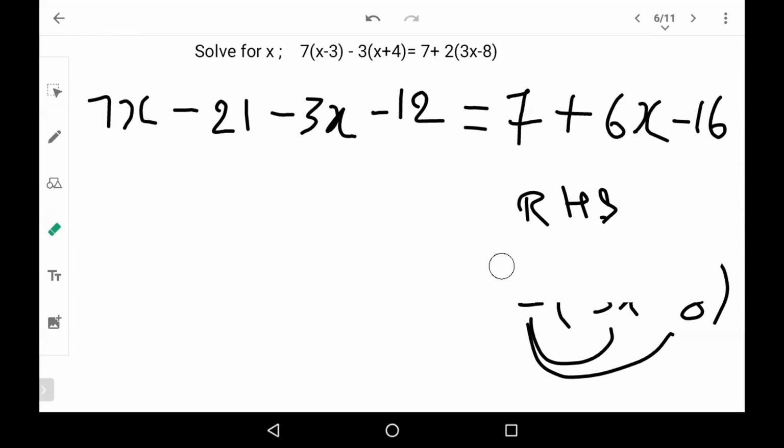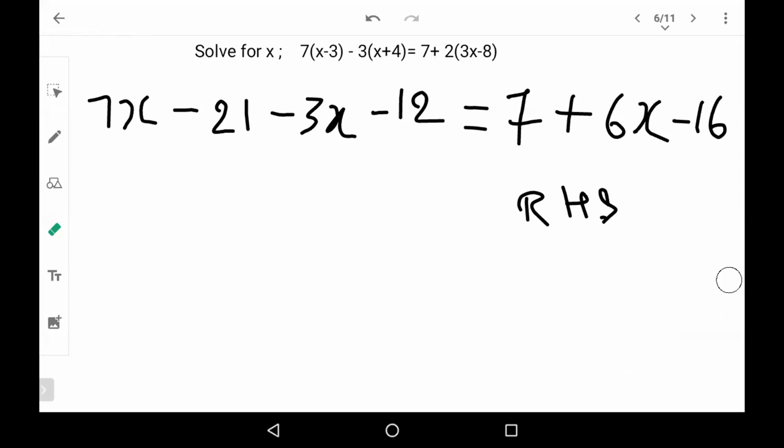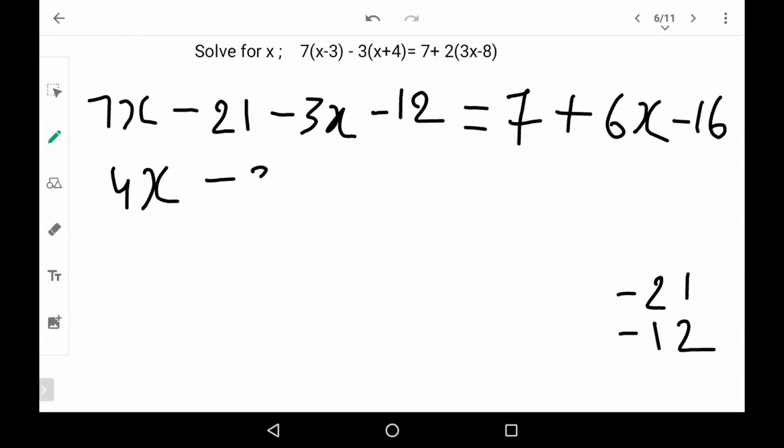We defined LHS and RHS. Now let us just simplify it quickly. 7x minus 3x, how much do you get? 4x. 7x minus 3x is equal to 4x. Aina's x is not only 12, it is supposed to be minus 12. Please check the signs. Signs are very important. 4x, minus 21 and minus 12 is nothing but minus 33. From the previous problem, it is the same thing.